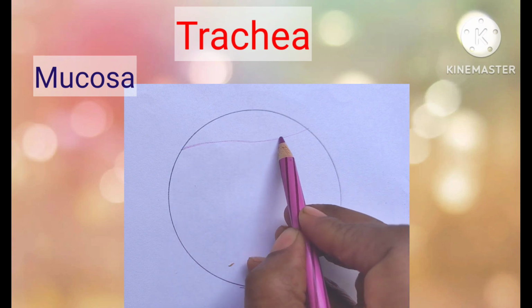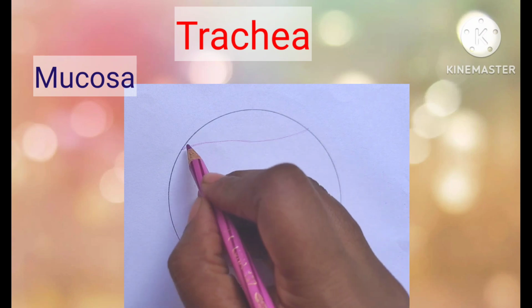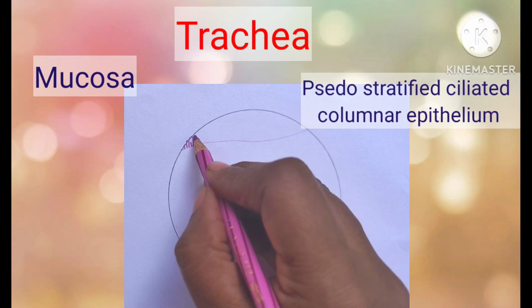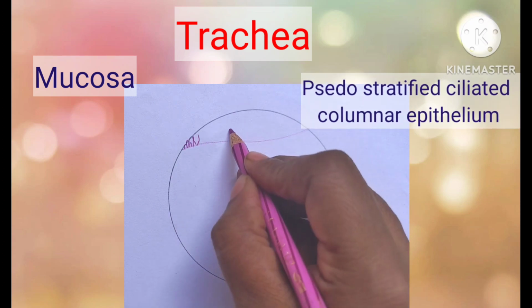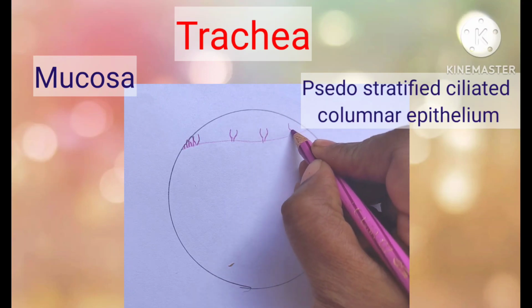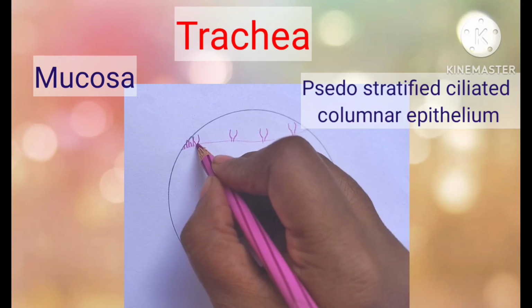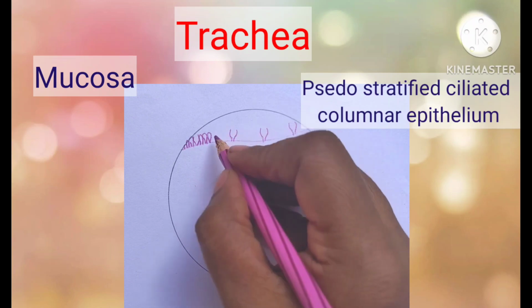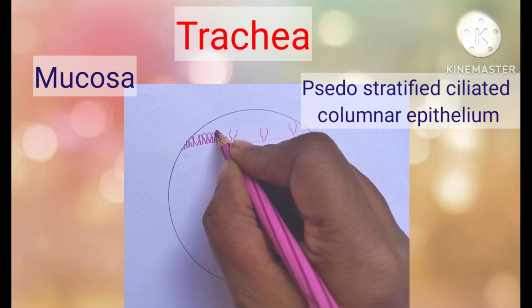Today we are going to discuss the histology of the respiratory system. In that, at the beginning, the trachea. Trachea is a tubular organ which extends from the lower part of the larynx till the thorax, where it divides into bronchi, two bronchi. So it has four basic layers.